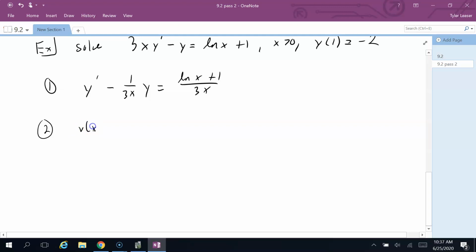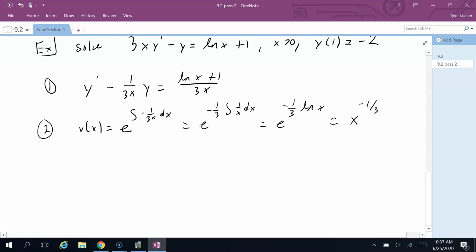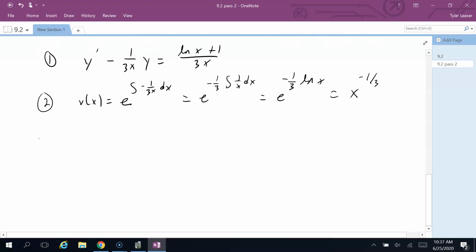Next step is we want to find the integrating factor v, and we get that by integrating e to the integral of p, which was negative 1 over 3x dx. We're going to do the same thing here. So we're going to pull out that constant, that negative 1/3, and then we have the integral of 1 over x dx. That's going to be a natural log. Do not put the plus c up top here. We're going to move that negative 1/3 in as the exponent on the x, and then the e and the natural log cancel out. So x to the negative 1/3 is going to be my integrating factor this time.